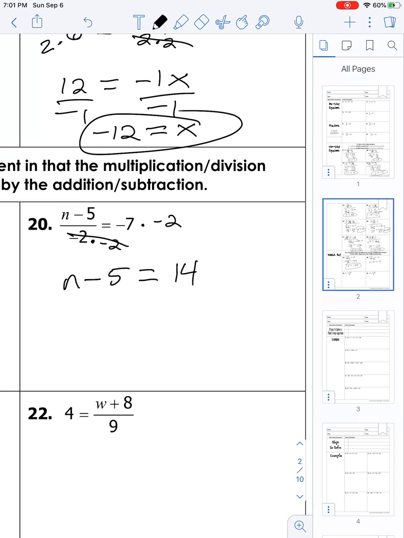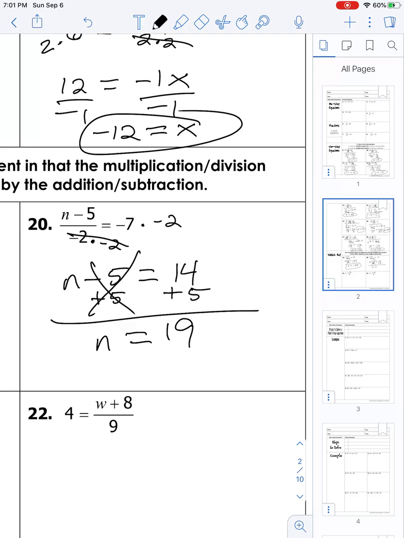And now we need to get rid of the -5. How do we get rid of the -5 and move it to the other side? Well, it's negative, so we're going to add it. So that cancels out right here. That's what we want to do. We want to cancel it to get it away from the letter. All right? And so we've got 14 plus 5, which is 19. And that's our answer.